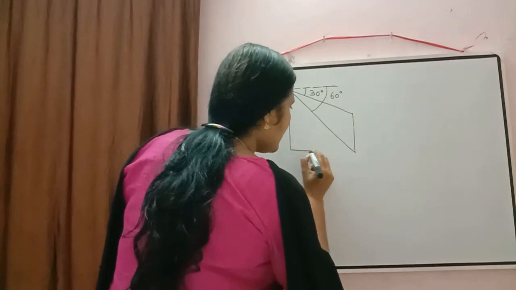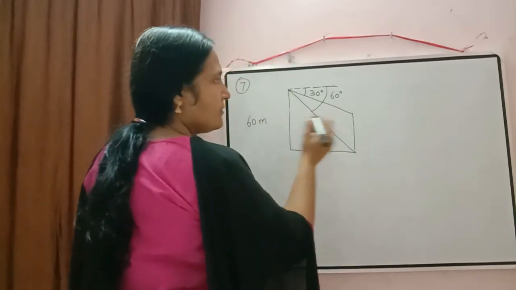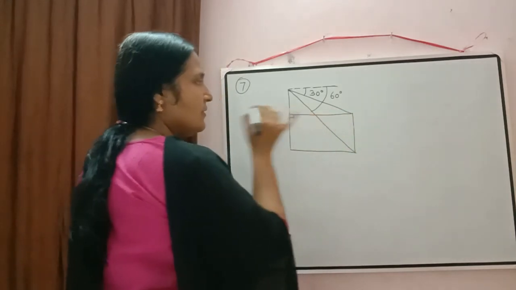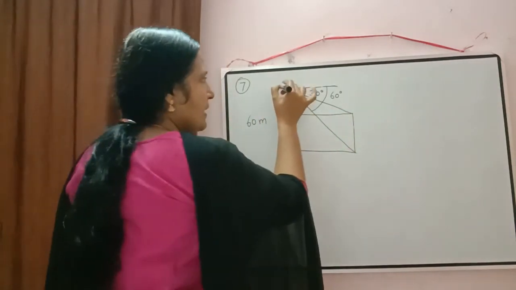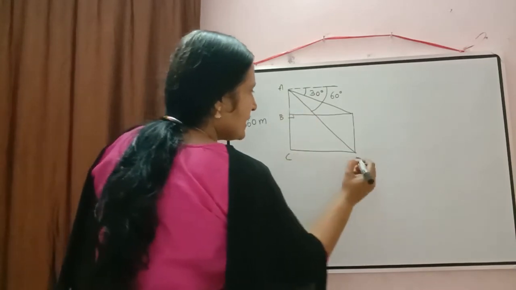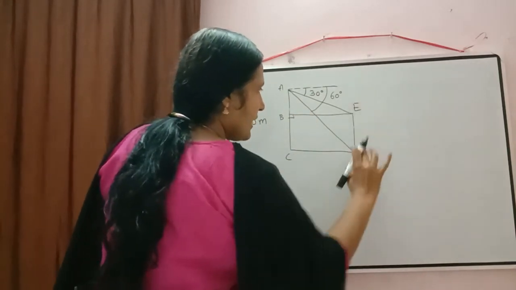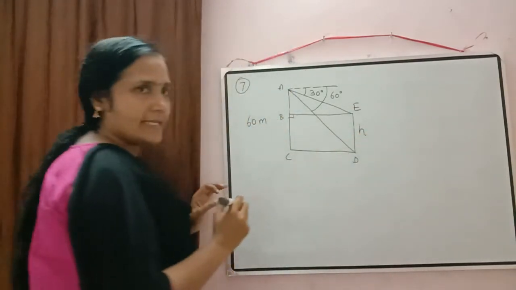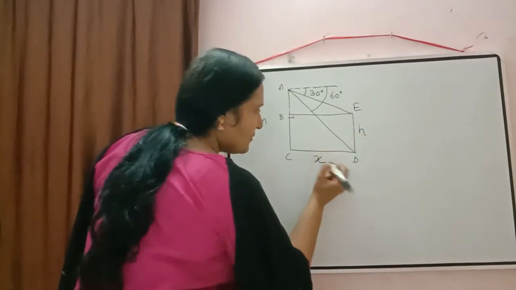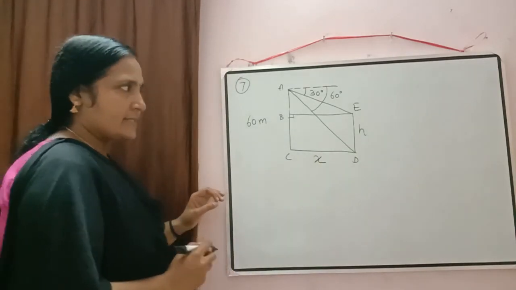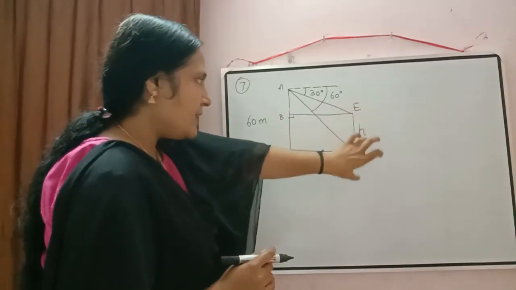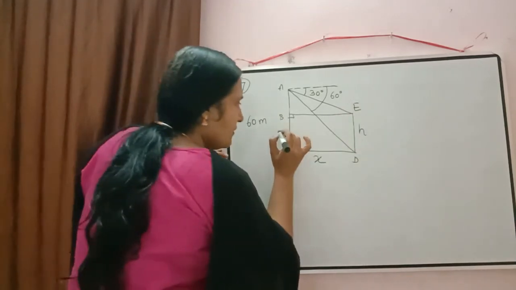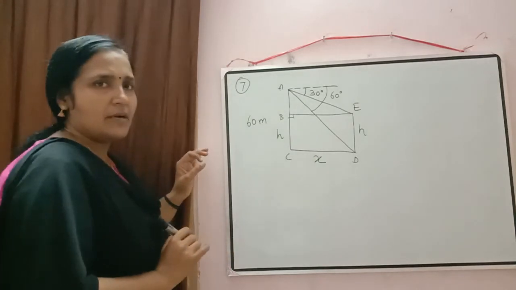So here we can complete the diagram, and here also we need a triangle, so we can draw a perpendicular to this one in this way. And now we can mark the points A, B, C, D, E. The height of the tower we have to calculate, so this one I am taking as H. This distance also we don't know, so this one I am taking as X. And if DE is equal to H, then automatically BC also will be equal to H only. So BC is equal to H.